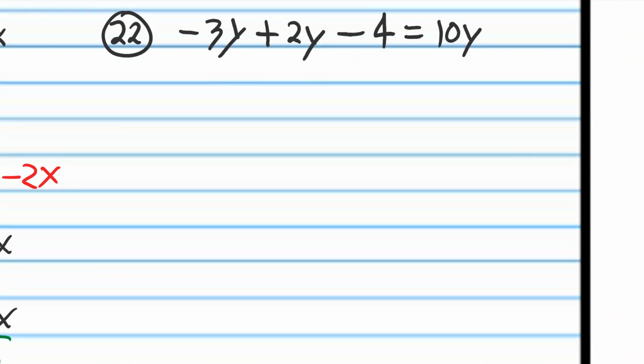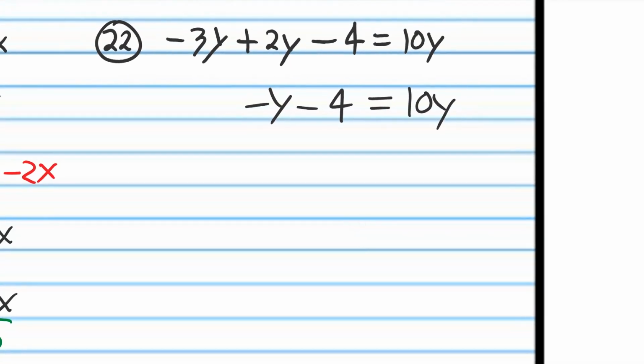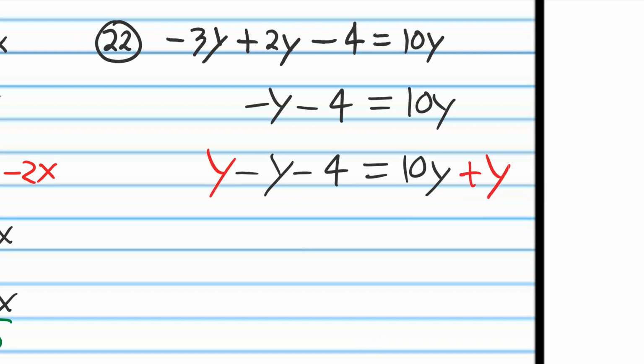All right, we're back. Negative 3y plus 2y is negative 1y. But we don't write the negative 1, we just write negative y. Why? Because that's just tradition. All right. Now I'm going to add y to both sides of the equation, so I have to rewrite the equation. So I'm going to add y to both sides.